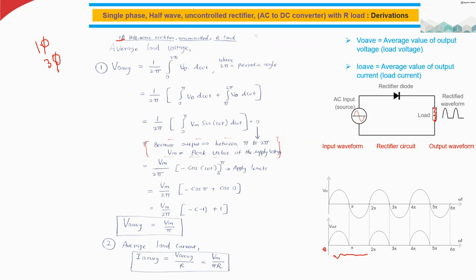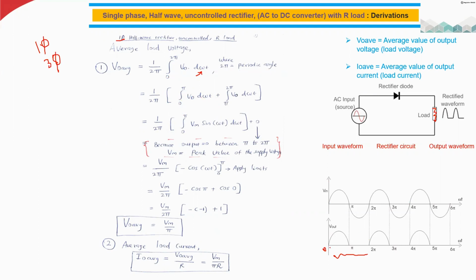So the output is VO d omega t, because now we are doing it with respect to frequency and time. So d omega t, where 2 pi is the periodic angle, that we know. So now 1 divided by 2 pi. Now I am dividing the interval. The same one, I'm making integral 0 to pi, VO d omega t plus.